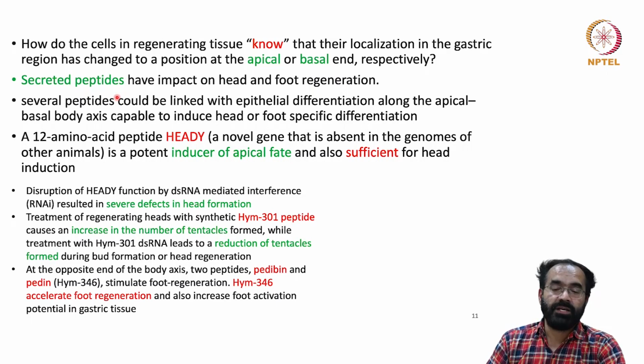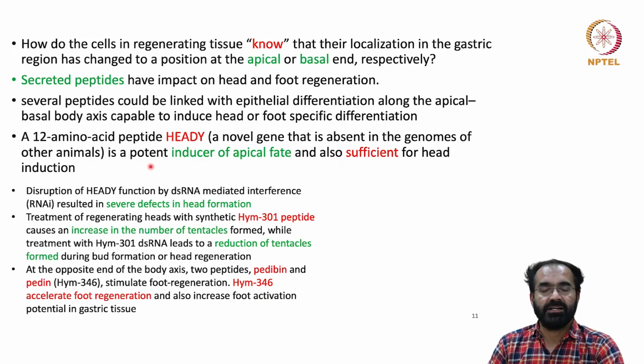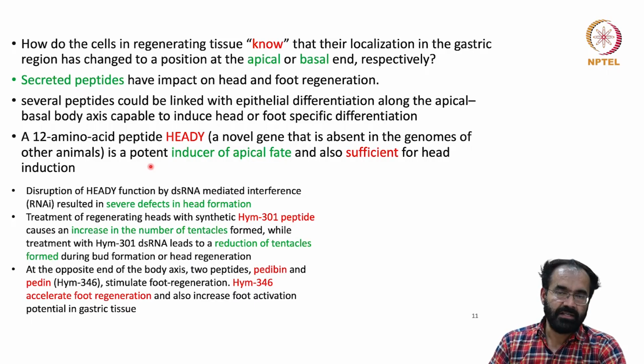Secreted peptides are thought to be responsible for this, having an impact on head and foot regeneration. Several peptides could be linked with epithelial differentiation along the apical basal body axis, capable of inducing head or foot specific differentiation. A 12 amino acid peptide called HEDI is a novel gene that is absent in the genomes of other animals. That is, the 12 amino acid peptide HEDI, HEADY, is a potent inducer of apical fate and also sufficient for head induction. So the HEDI peptide, if you deliver it in a place, can give a signal to that cell to start making a head.